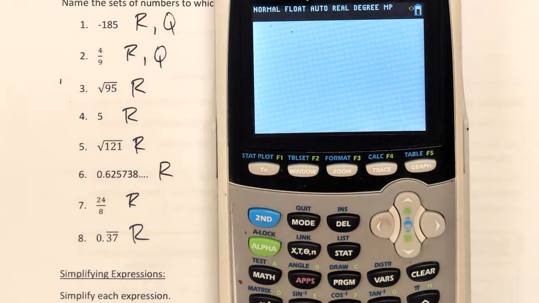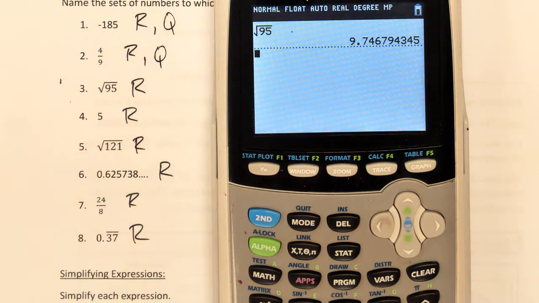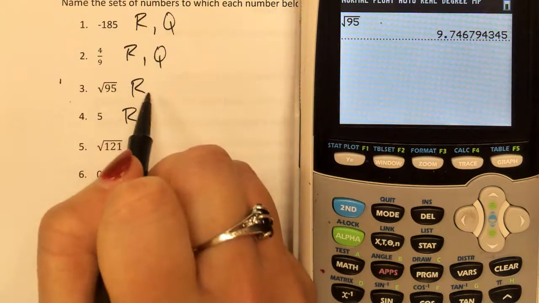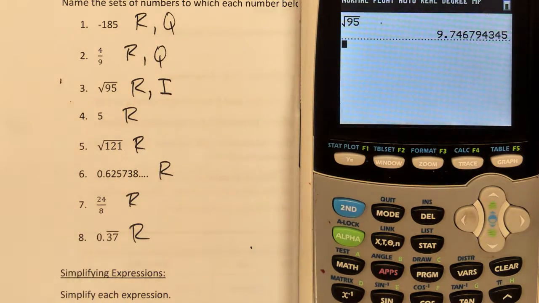Does this have any kind of a pattern whatsoever? No. So he's a little crazy. He hadn't done anything rational. He's all out in left field. So would I classify him as rational or irrational? Irrational, because his decimal has no kind of pattern.